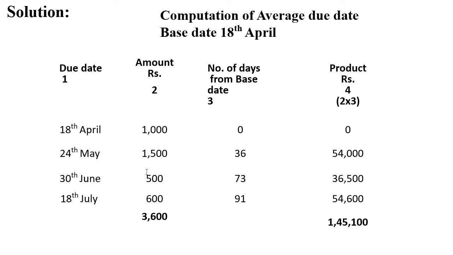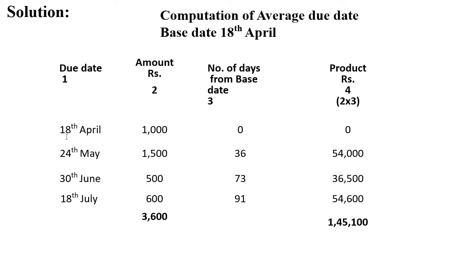For 30th June, the amount is 500. The number of days is 73. So the total amount is 36,500. For 18th July, the amount is 600. The number of days is 91. So second column into third column gives 54,600. Now we are going to total all these, and we have received the amount 1,45,100 rupees, which is said to be the total product.